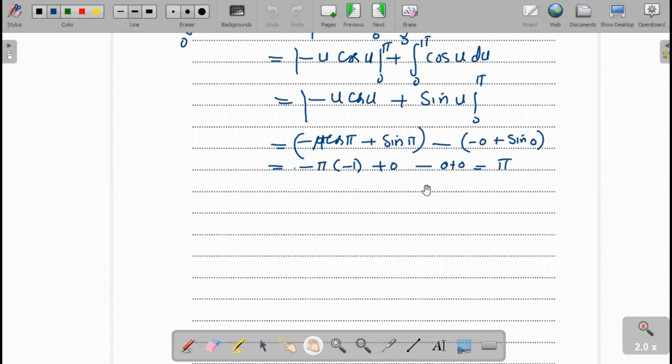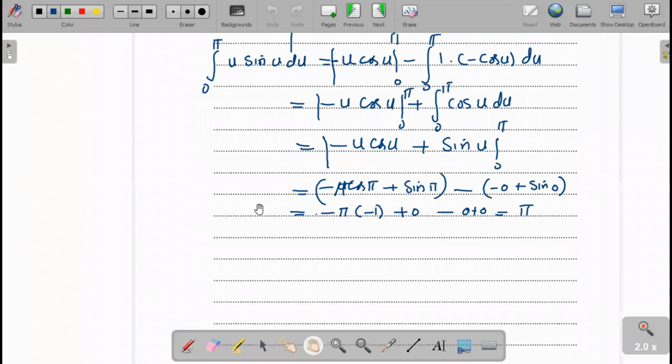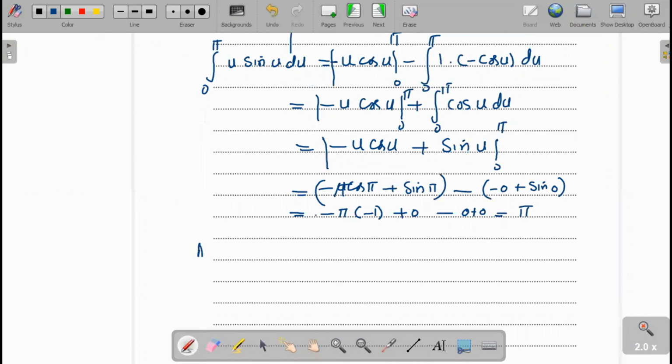This value is put in this equation: 2 into the integral from 0 to pi of u sin u. Now we put this value. The area will be equal to 2 into the integral from 0 to pi of u into sin u into du. That value will be equal to 2 into pi. So 2 pi is the answer.